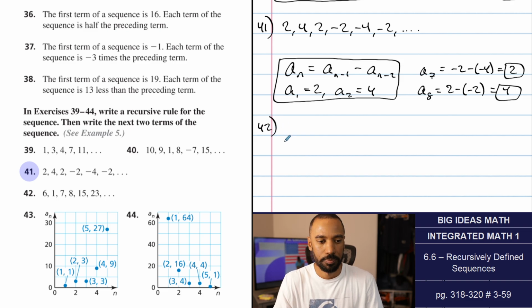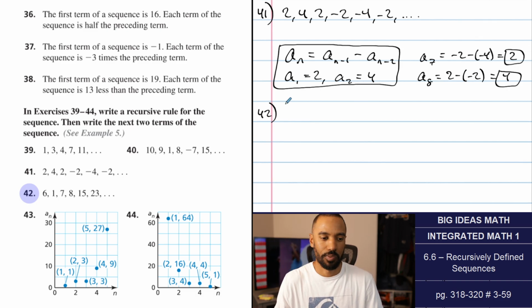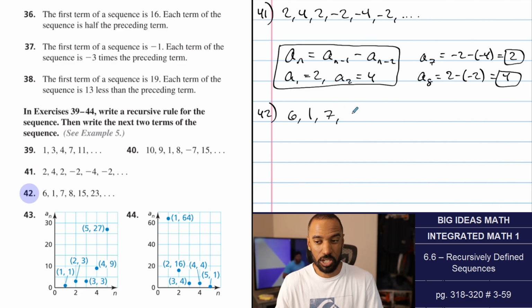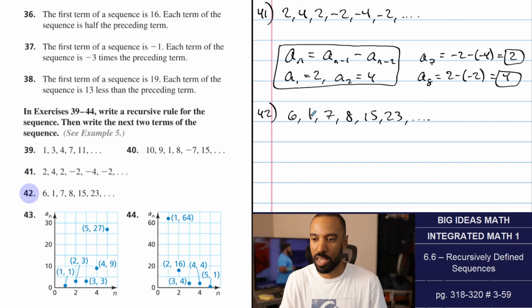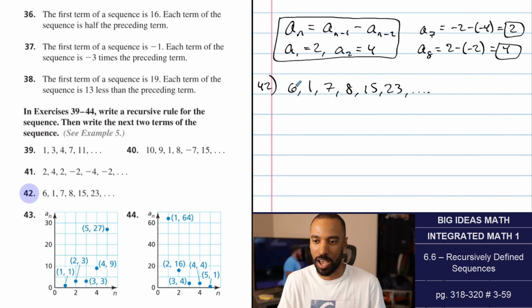Number 42. I think this is just the addition of those 2 terms before it. So 6 plus 1. And I don't know if they're going to do any of them that are geometric in nature. I mean, I shouldn't call this arithmetic, but the fact that these are adding or subtracting, right, instead of multiplying or dividing. 6 plus 1 is 7, 1 plus 7 is 8, 7 plus 8 is 15. So it actually takes on Fibonacci nature over time.